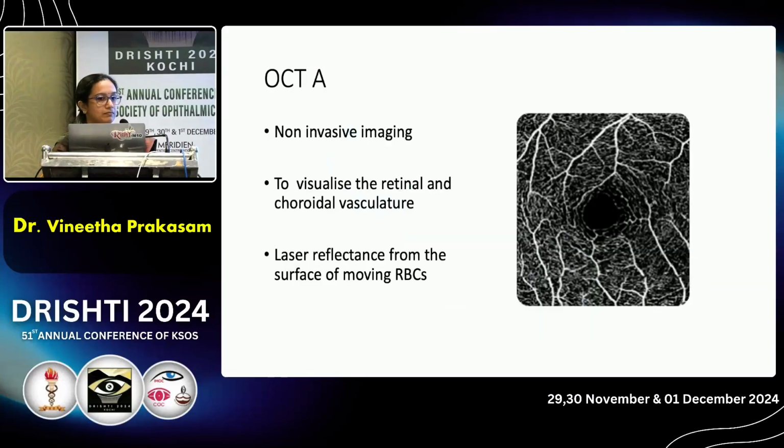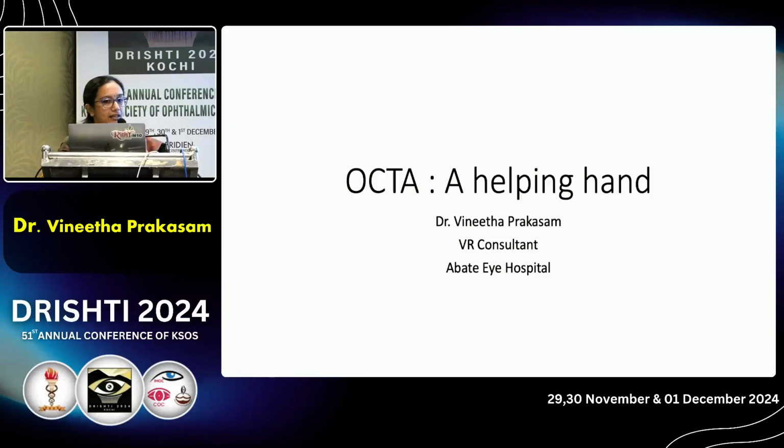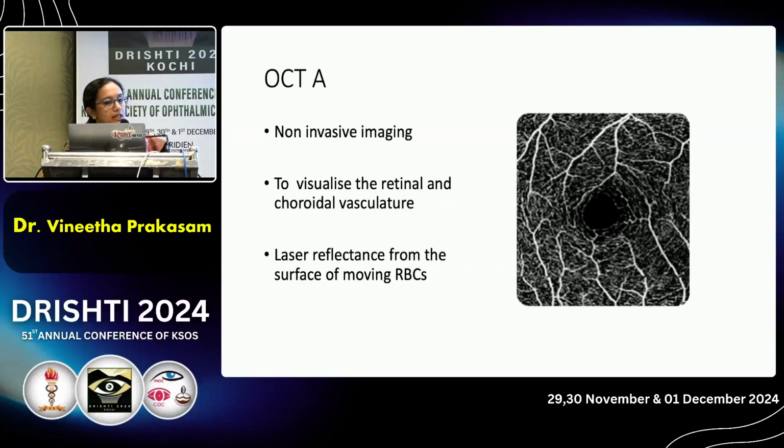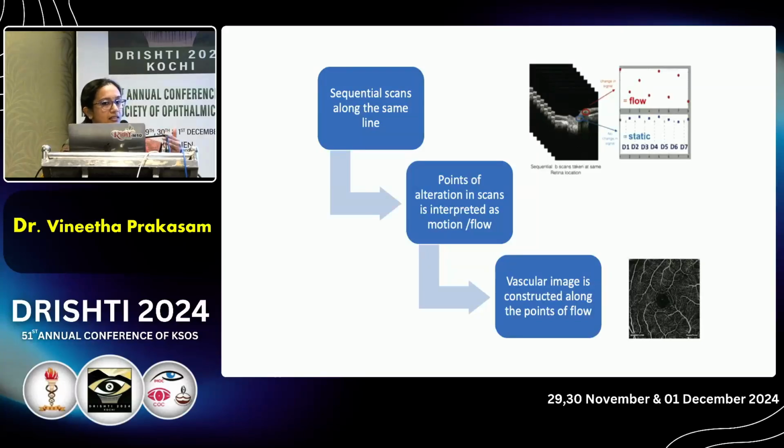OCT as a helping hand in diabetic macular edema. Now, OCT angiography is a non-invasive imaging modality used to visualize the retinal and the choroidal vasculature. It is basically dependent on the laser reflectance from the surface of moving RBCs. We take sequential scans along the same line. Then you analyze the difference between these scans for constant points and moving points. The points of movement are identified as flow, and all these points of flow are aligned together to create a vascular image. That is what we see as OCT angiography.